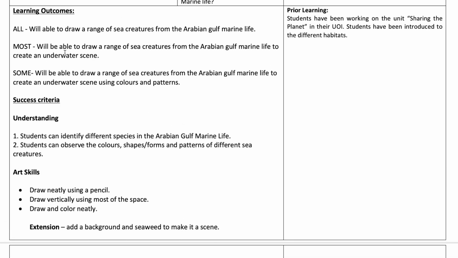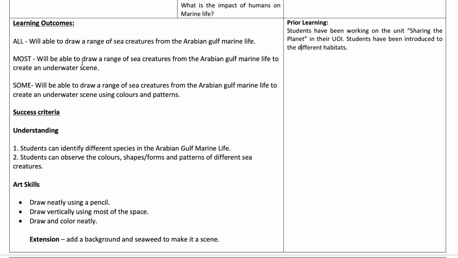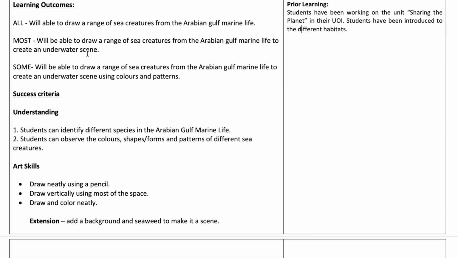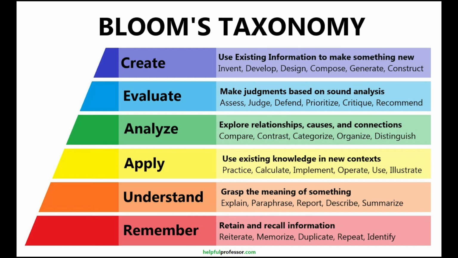So in my learning outcome, it's based on drawing at the moment, but it can also be based on the concept. For example, all my students are able to talk about, all my students are able to identify, for example, different species, and then most could be all my students are able to discuss. Then some could be that some of my students are able to talk about, and then a very few are able to distinguish between. Based on Bloom's taxonomy, we always focus on the higher order thinking as we go further to make it more challenging for the students.